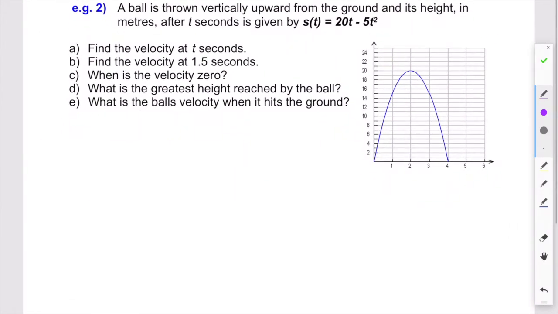Next, we will look at example 2. Example 2 says, a ball is thrown vertically upward from the ground and its height in meters after t seconds is given by s of t equals 20t minus 5t squared. Let's label this graph. This is time in seconds. And this is s of t in meters.